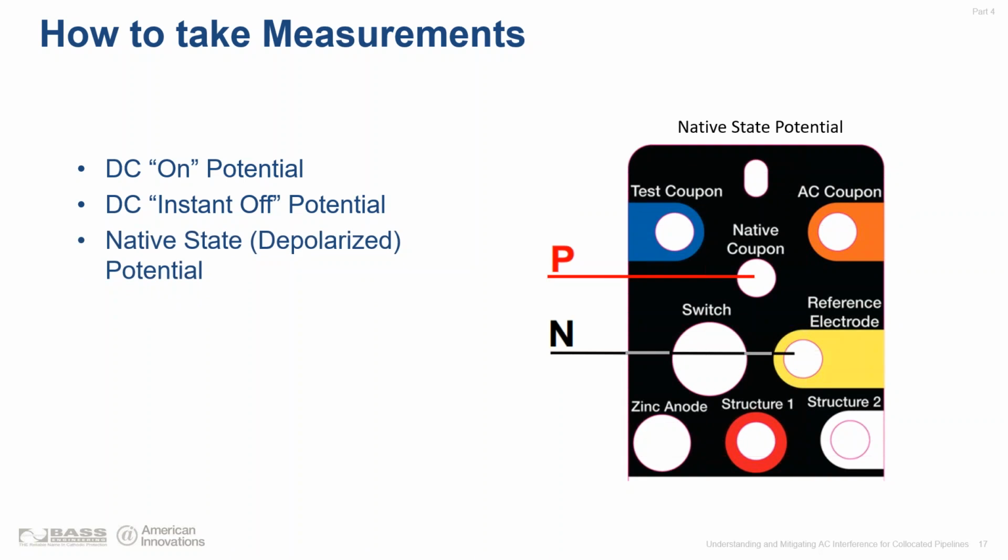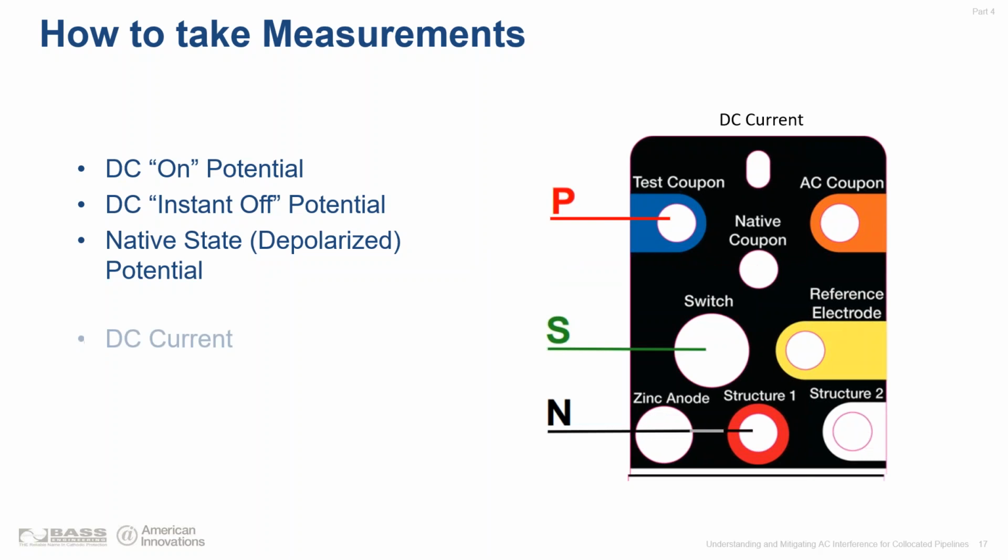Your native state or depolarized potential, you're going to have your positive lead on the native coupon, negative lead on the reference electrode, and then just capture that observed measurement from your multimeter. For the DC current, you're going to switch the multimeter settings to measure milliamps DC, get your positive lead on the test coupon, negative lead on the structure, toggle the switch, and then just write down that observed value.